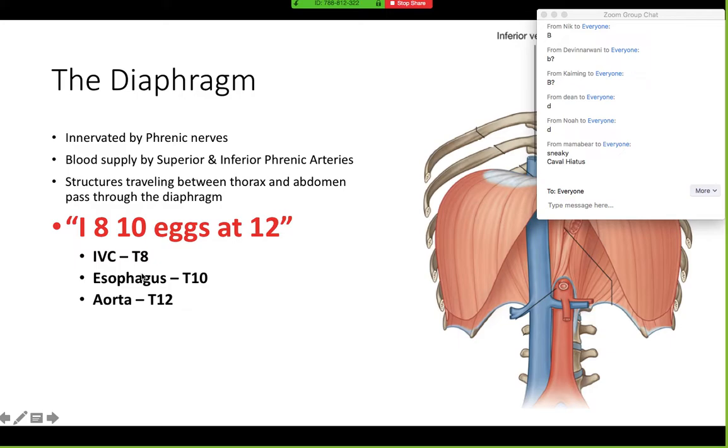Does anyone know what the left phrenic nerve is doing? So it's just passing through muscle. Correct. Yeah, that's right, Clarissa. Okay, so remember IVC with the right phrenic nerve through the caval hiatus.